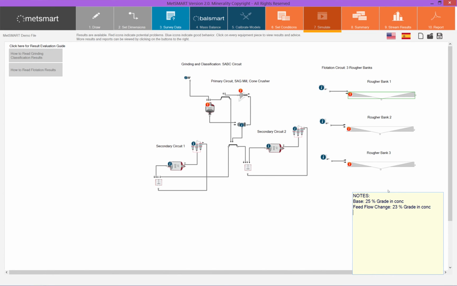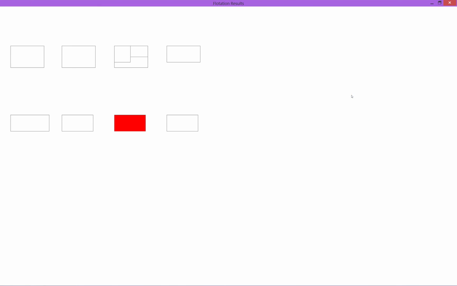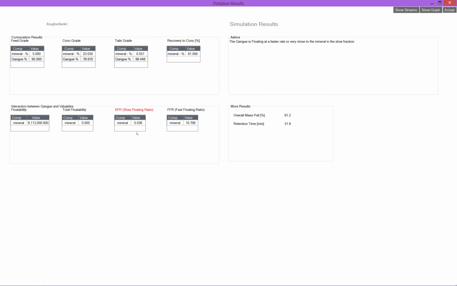So the advantage of doing this type of simulation is that you can make a prediction of your results for the day before starting the flotation operation for the day. Now in the next exercises we will have a look at how we can fix this specific problem that we have here with our slow floating ratio.